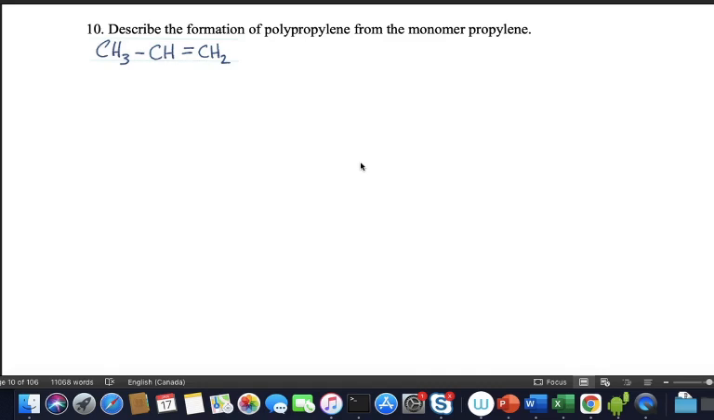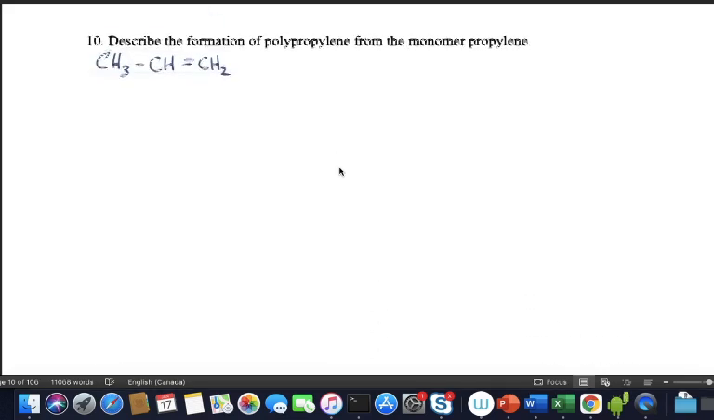I'm going to do a couple of the questions from the workbook. This is number 10. It's on page 10 in your workbook. I did do this example in class, but I'll go through it again for the benefit of anybody who didn't see this in class just a few days ago.